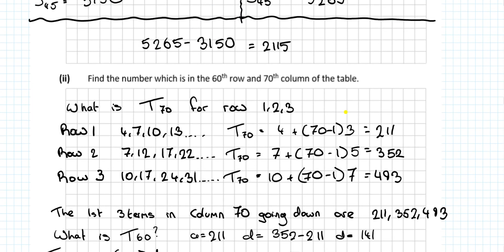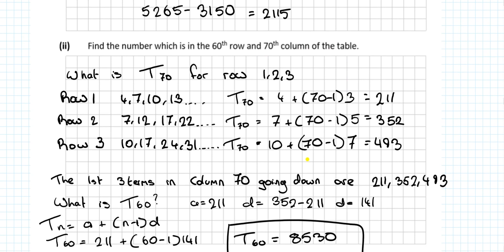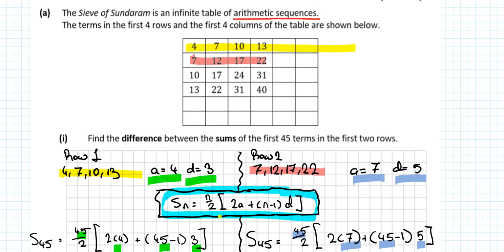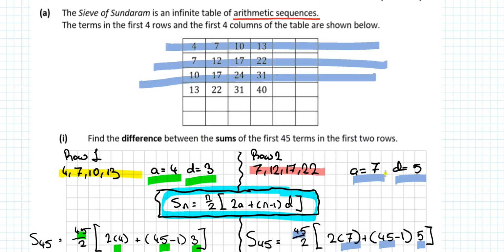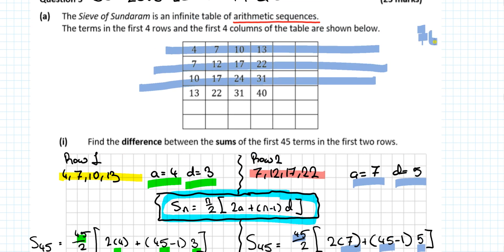Find the number which is in the 60th row and the 70th column of the table. So what I do is I go and find, well, I know row 1, row 2, and row 3. So that's going across, okay? So row 1, row 2, and row 3. And I'm looking for the 70th values. So I'm looking for the 70th values going downwards here. So if I can say this is 1, 2, 3, 4, I'm looking for 70. 1, 2, 3, 4, I'm looking for a term 70. 1, 2, 3, 4, I'm looking for term 70.